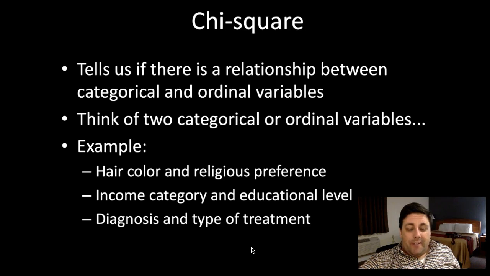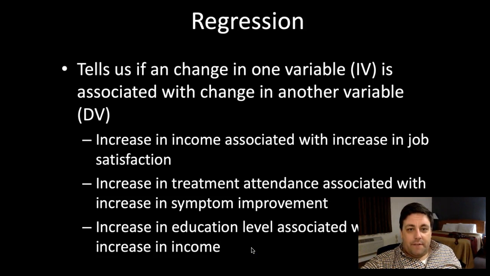We also could think about diagnosis and type of treatment as categorical variables, right? So diagnosis could be yes or no. Type of treatment could be treatment 1 or treatment 2, or it could be treatment and control. We could look for a relationship between those kinds of categorical variables. And then a regression tells us if a change in the independent variable is associated with a change in the dependent variable. So I'll give you a couple examples here.